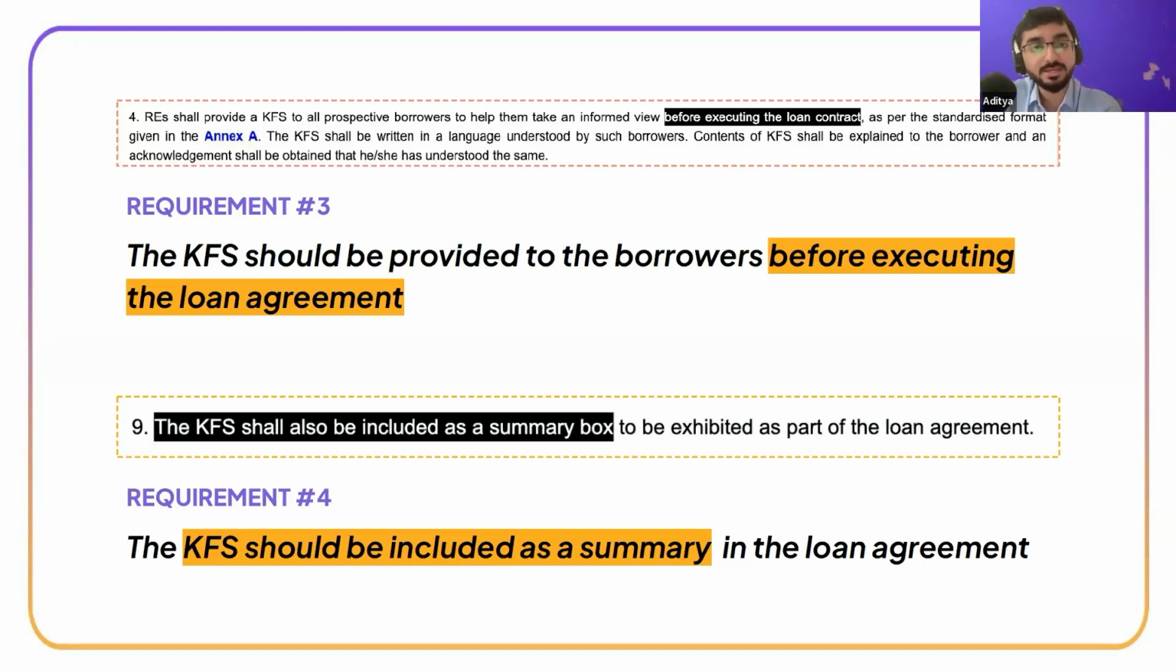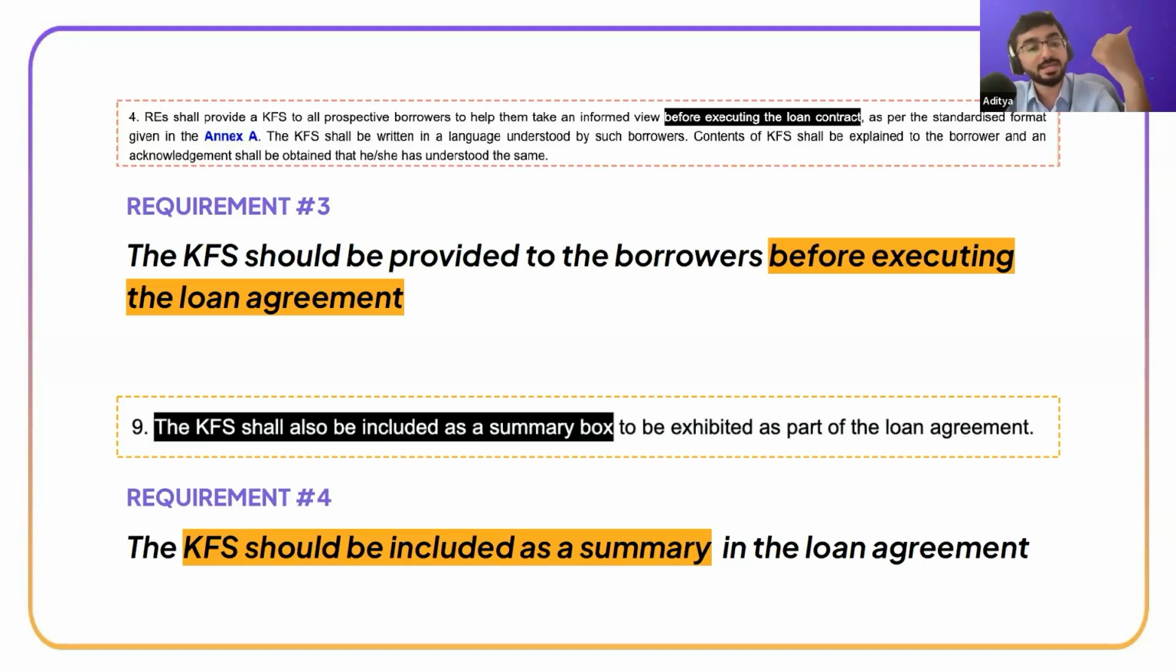So there's one major confusion that arises here. Does the KFS need to be separated from the loan agreement kit and acknowledged and executed separately? Are there two different document kits now? Or would it be sufficient to include it at the beginning of the loan agreement and have them acknowledged together, as long as it's explained to people before they sign the loan agreement? If you look at the fourth requirement, it says the KFS also needs to be included as a summary box. Keyword here is also. So as per this requirement, when you send your loan agreement, the KFS will be there at the beginning, which is very important for enforcement and customer disclosure.